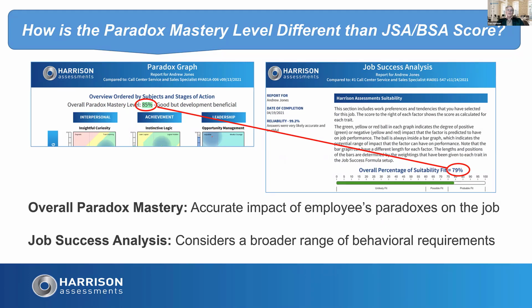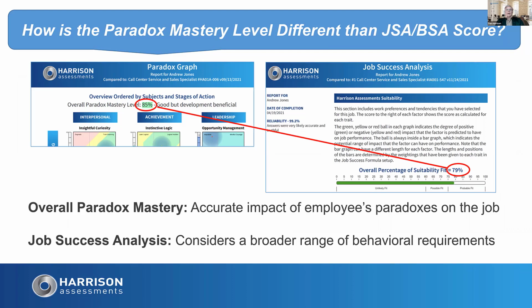So from my view, I would use the paradox graph, the mastery guide, and emphasize that more when it comes to developing the person, because it's more appropriate for development. It's easier for people to make shifts and change and have insights, as opposed to giving them a behavioral success analysis report, which just says, okay, your trait is like this, and this one's low, and like that. So you don't get the same sort of powerful paradoxical dynamic of change that you can get with a paradox graph.